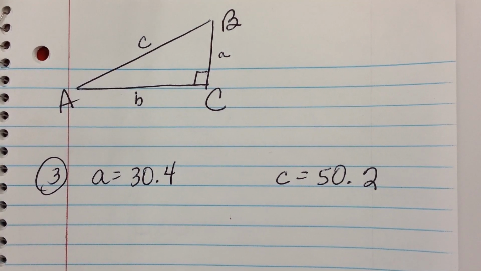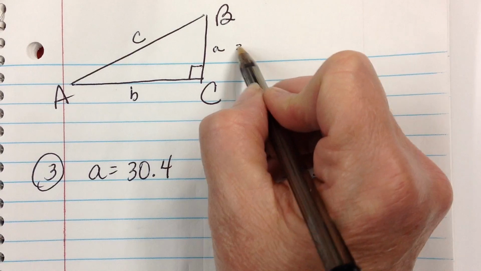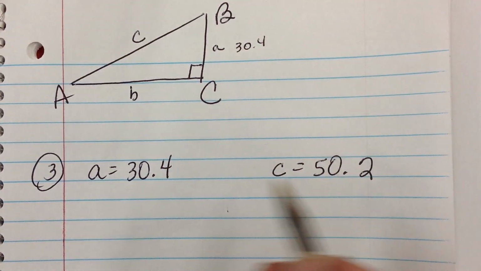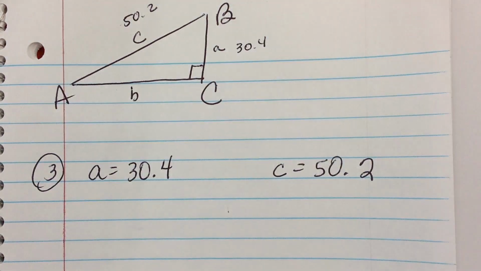Let's find the missing parts of this triangle. Notice in this triangle that I have two sides. I've not been given an angle. So we will have to find an angle by using these two sides, A and C. Well, side A is 30.4. Side C, which is the hypotenuse, is 50.2.